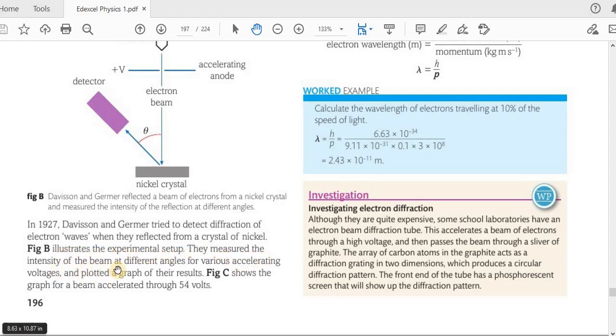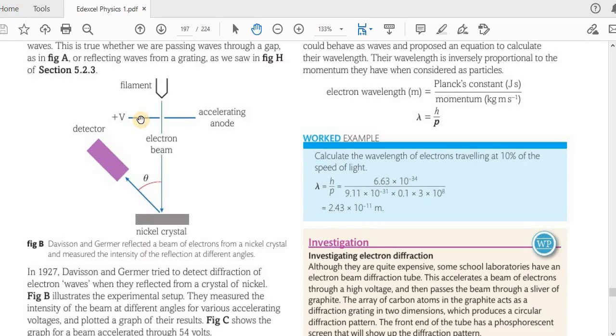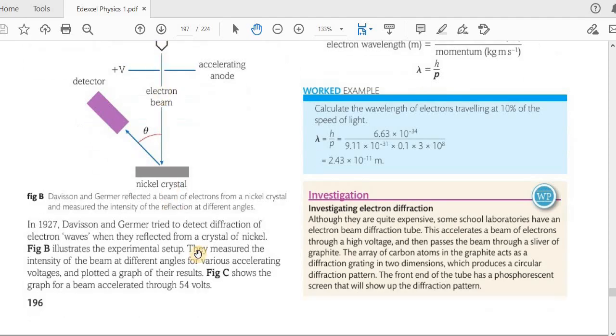They measured the intensity of the beam at different angles for various accelerating voltages. Okay, so you can see intensity of the beam at different angles for various accelerating voltages. Now, if the voltage, that is the potential difference across these two, is high, the electron will have a greater speed once it leaves this anode. That means there will be a greater acceleration here when it is accelerated, so it will have a greater speed. So they changed the voltage to get various accelerations and plotted a graph of their results.